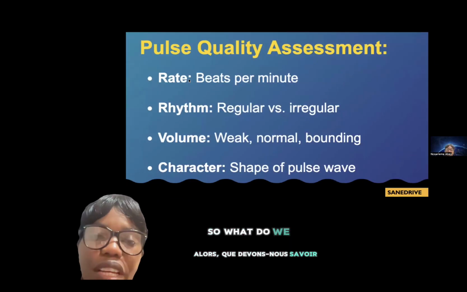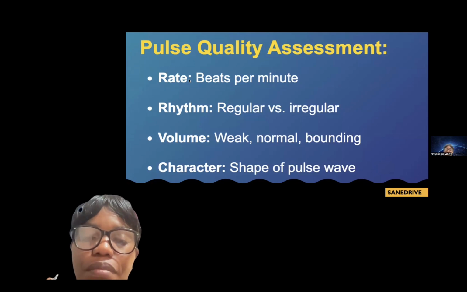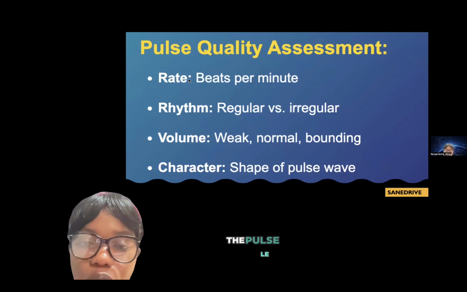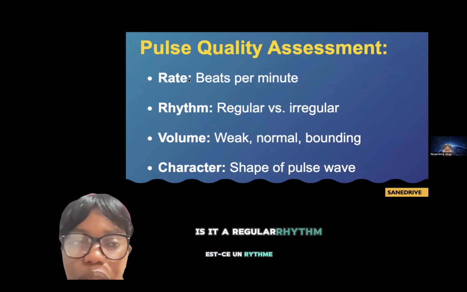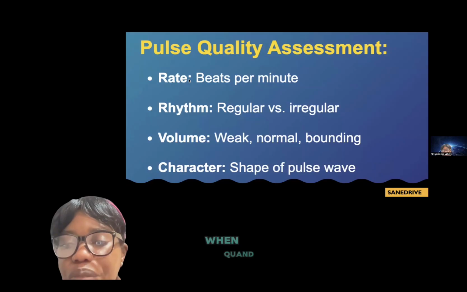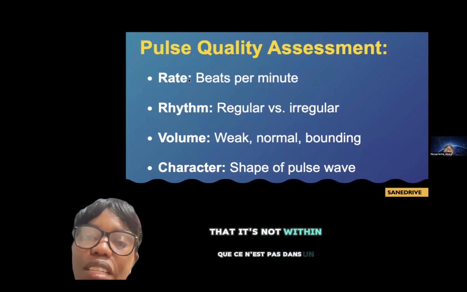So what do we need to know when assessing pulse clinically? Usually, it is important to pay attention to these four things: how fast the heart rate or pulse rate is, and the rhythm. Is it a regular rhythm or an irregular rhythm? An irregular rhythm may indicate atrial fibrillation. Irregular rhythm means that it's not within a particular rhythm.